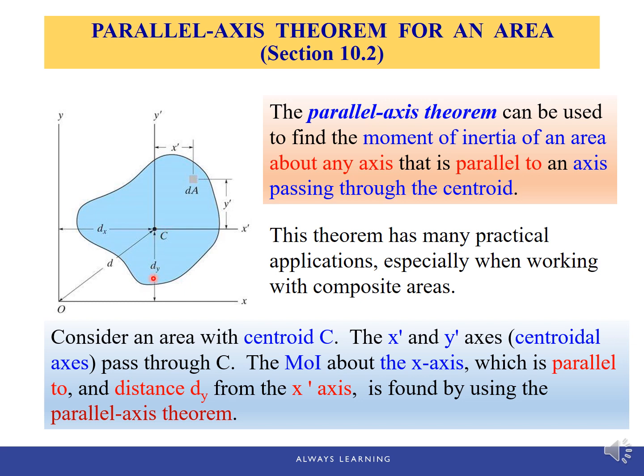And the distances between the corresponding axes are dx and dy. dy is the distance from x to x prime, since it's along the y direction, that's why we call it dy. Same idea, the distance between y and y prime we call dx, because this distance is along the x direction. The moment of inertia about the x-axis, which is parallel to and a distance dy from the x prime axis, is found by using the parallel axis theorem. Same idea, the moment of inertia about the y-axis, which is parallel to and a distance dx from the y prime axis, can be found using the parallel axis theorem as well.